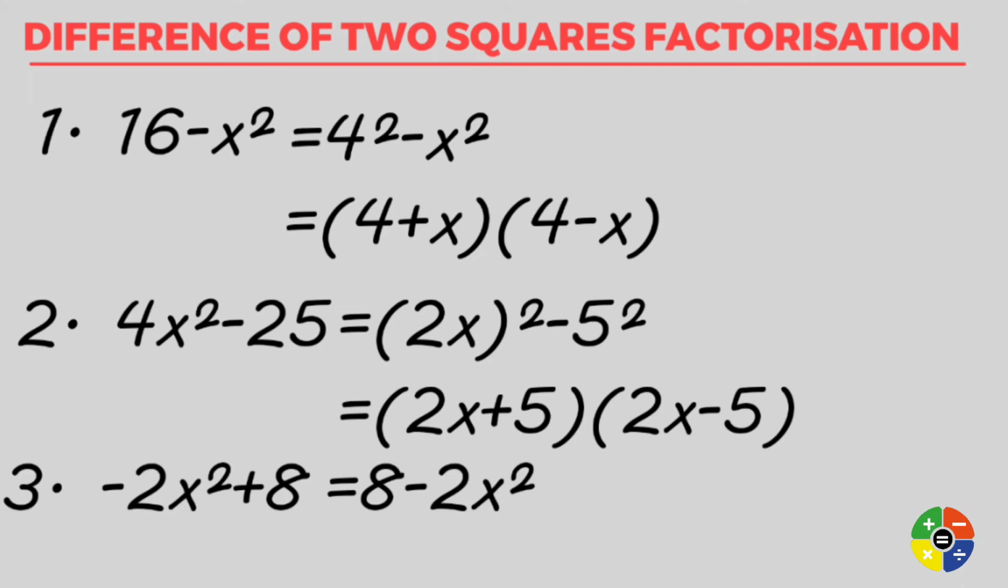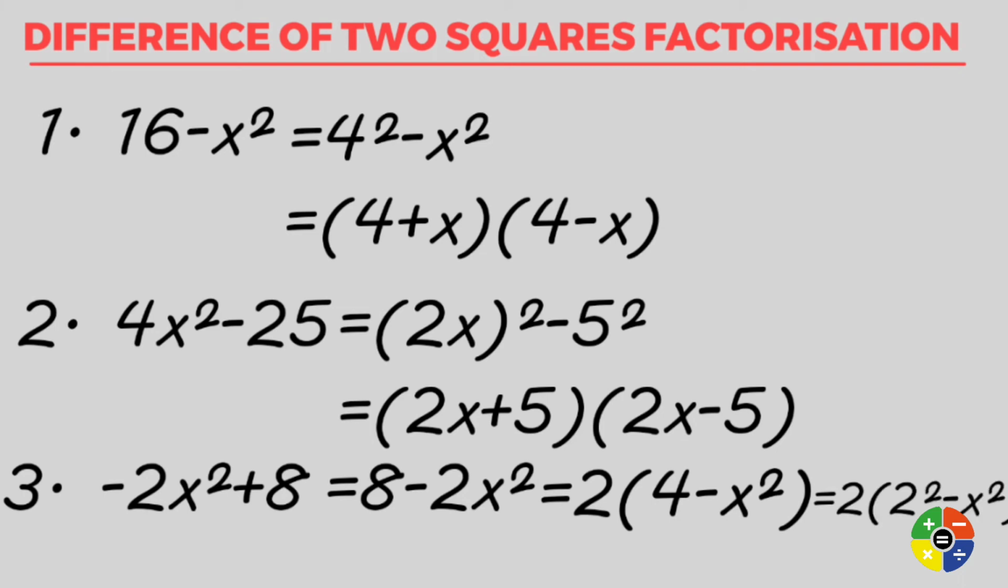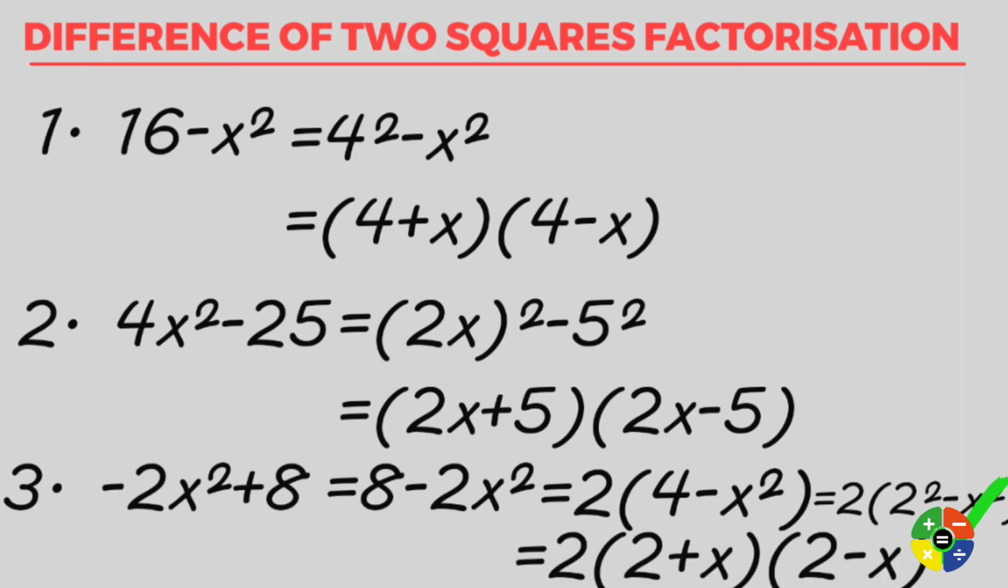I knew you are. 2 can divide both terms, so let's factor out 2. And we obtain 2 into 4 minus x squared. The expression in the bracket is the difference of two squares and is written as 2 squared minus x squared. Finally, applying the formula once more, we get 2 into 2 plus x into 2 minus x.